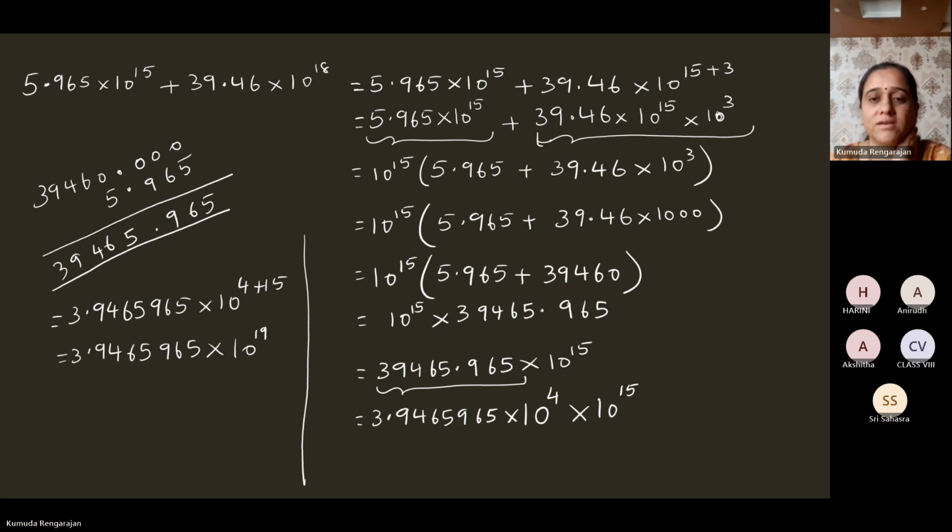Okay. So this is like a set. You need to simplify this set. Yes, ma'am. So from this one, 10 to the power 15 is common. So we have two remaining, 39.46 and 10 cube. So you need to multiply this and then that result should be added to 5.965. Okay, ma'am.